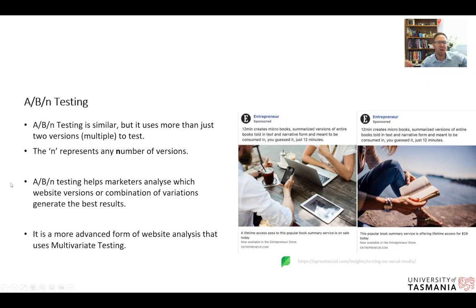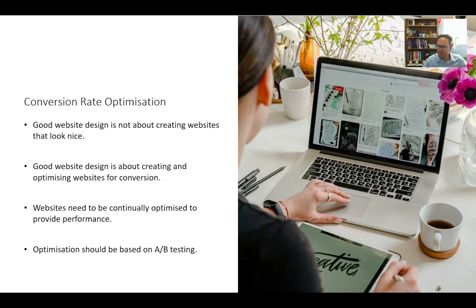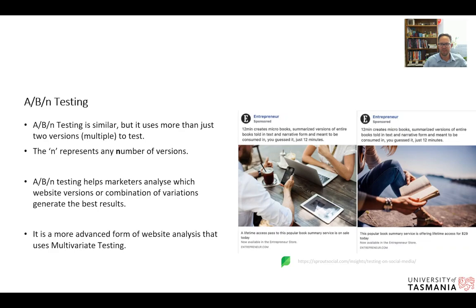So A/B/N testing helps marketers to analyze which website versions or combinations of variations generate the best traffic. It's a more advanced form of website analysis that uses multivariate testing. Now, I don't expect you to be doing this multivariate testing in this class. I'm going to try and teach you about it as much as possible, but A/B testing is pretty much as far as we're going to go. But I want you to know about it, because if you learn about A/B testing and think you've got this under control, and then you go get a job in a digital marketing agency and they're using A/B/N testing, I want you to at least know about it so you feel comfortable getting into it.